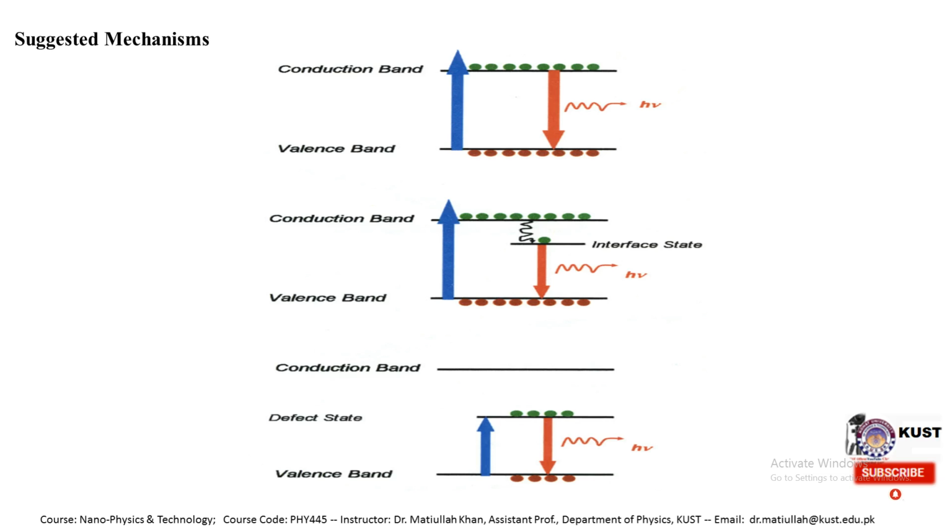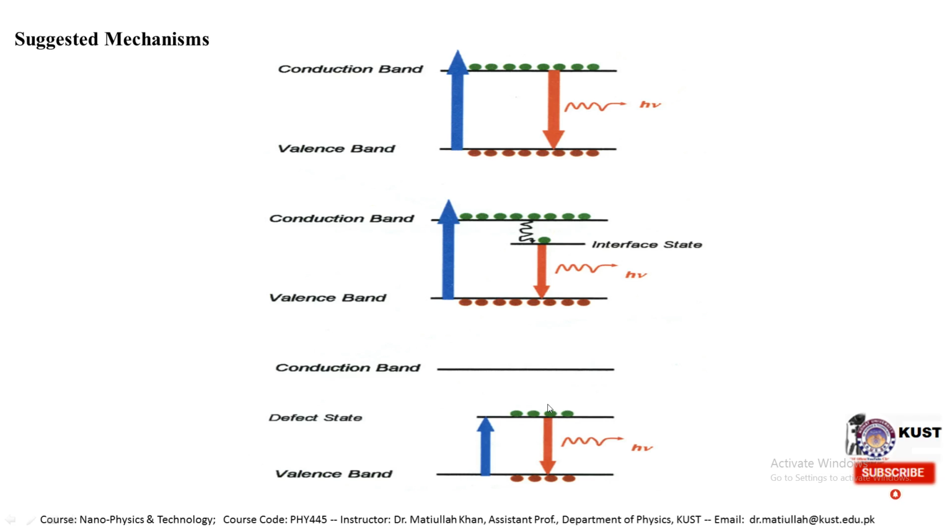And in this case, this defect state is used as a step for the transition of electrons. Initially it forms a type of thermal transition, or maybe a very short transition, from the conduction band to that particular interface state, and later on from this interface state to the valence band, it comes and emits extra energy in the form of photon.